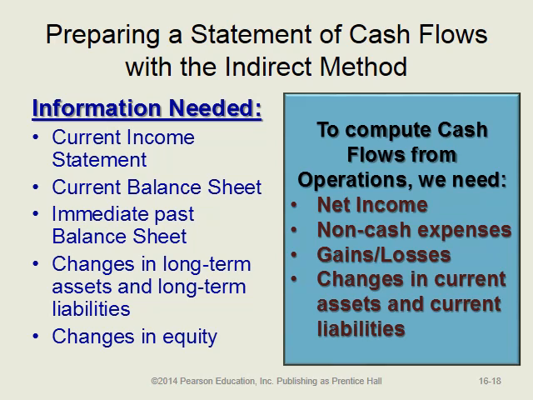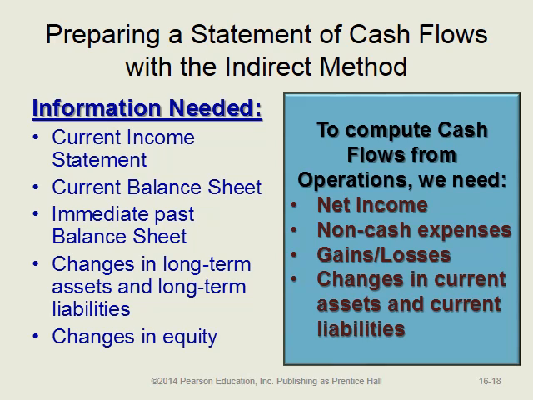The only real difference between the direct method and the indirect method is the way in which cash flows from operating activities is determined. Now, to prepare the statement of cash flows using the indirect method, you need 5 pieces of information. First, you need the income statement for the current period. Second, you need the balance sheet for the beginning of the current period. Third, you need the balance sheet for the end of the current period. And this, second and third, is so you can track the differences between the beginning and ending balances on the balance sheets. Fourth, all of the changes in long-term assets during the period. And fifth, all the changes in long-term liabilities and equity during the period.